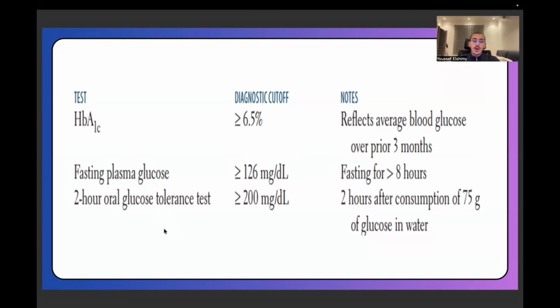Then we have the 2-hour oral glucose tolerance test. First, we make the patient fast. Then we give him 75 grams of glucose in water. Then we measure the blood glucose after 2 hours. If it's greater than or equal to 200 milligram per deciliter, then we have the diagnosis of diabetes.